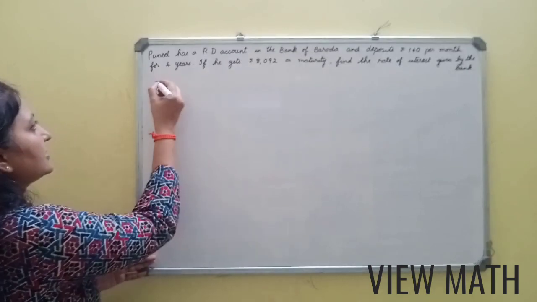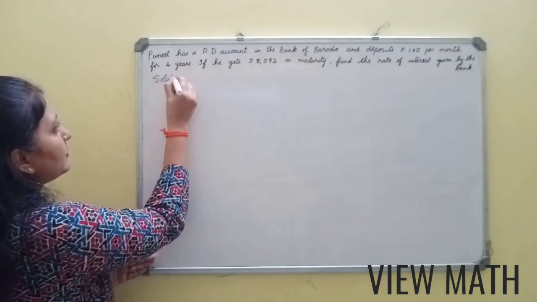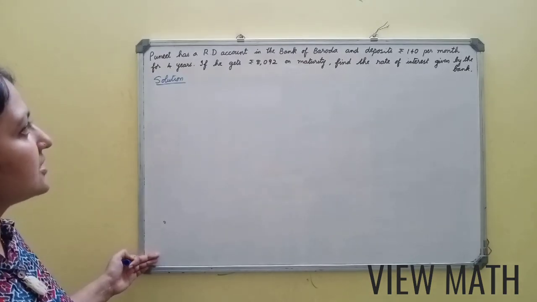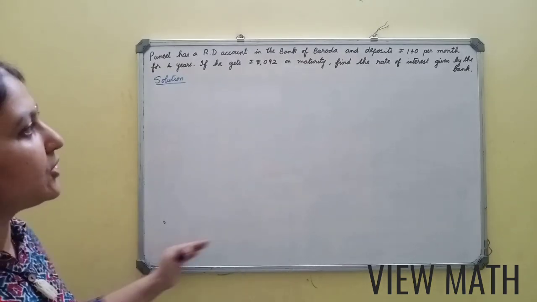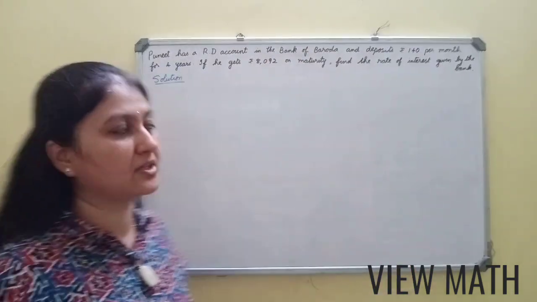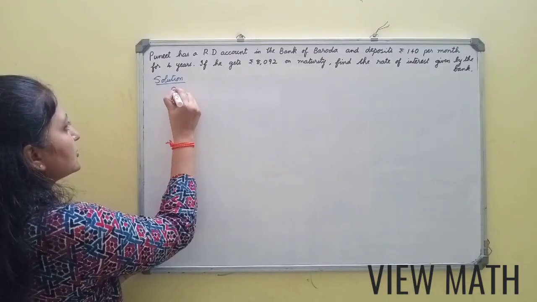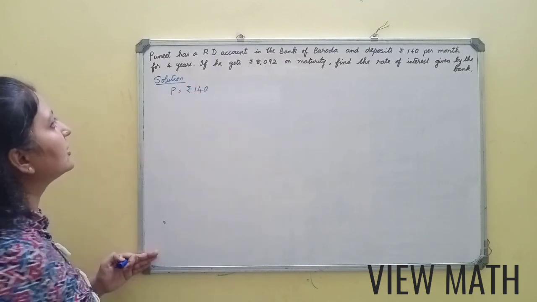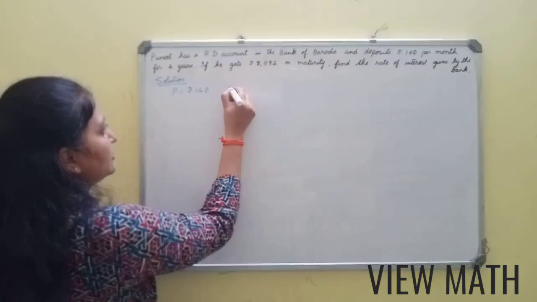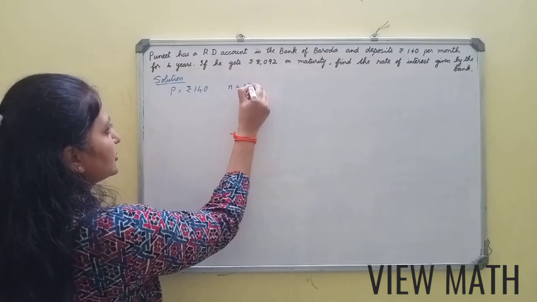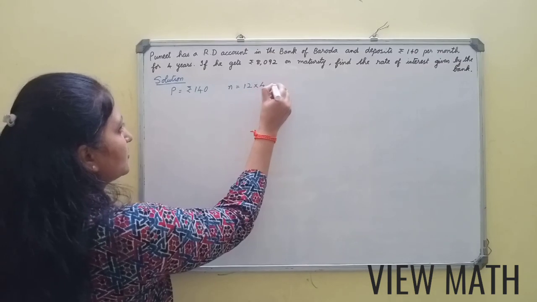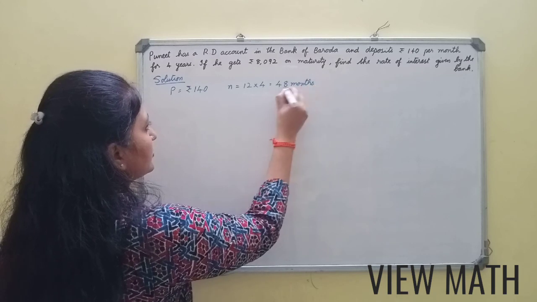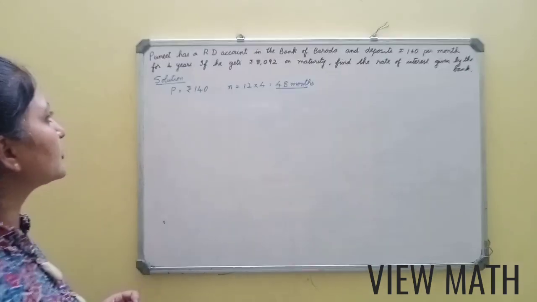So first let me write what is given. Puneet has a recurring deposit account in the Bank of Baroda and deposits rupees 140 per month. So this is your P value, that is monthly installment, rupees 140 for 4 years. So N you should not take it as 4, just convert it into months, which is equal to 48 months. Be careful, first you have to convert into months and then proceed.